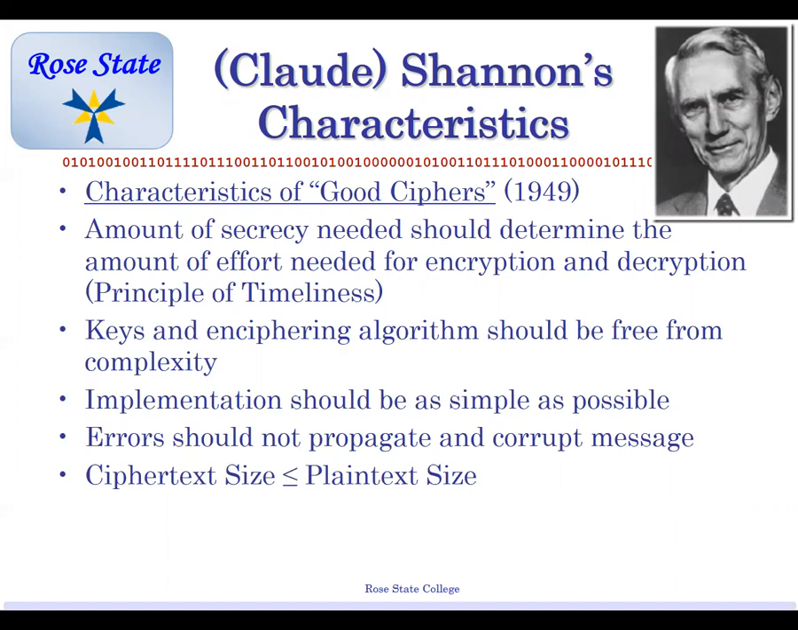Okay, so the amount of secrecy needed should determine the amount of effort needed for encryption and decryption. So if I am encrypting the Domino's pizza order, or I'm encrypting the nuclear launch codes, I would hope I'd use a better encryption method and technique on the launch codes than I would on the Domino's pizza order. Okay? Very important.